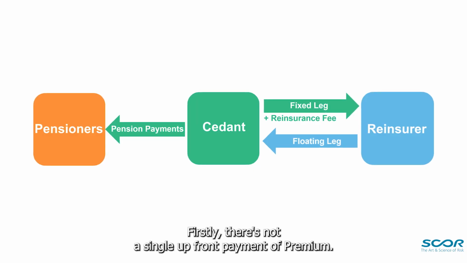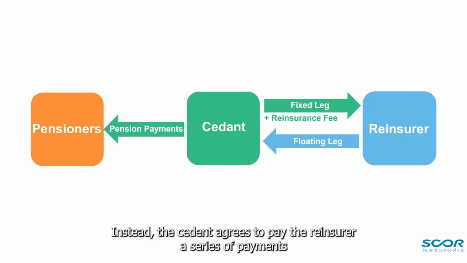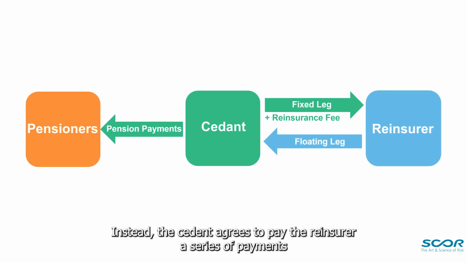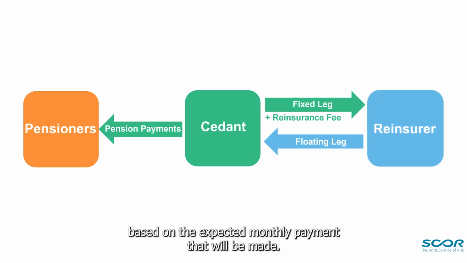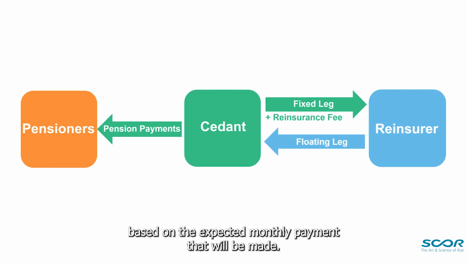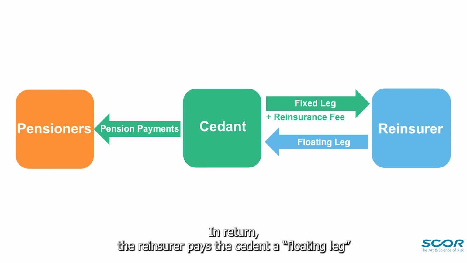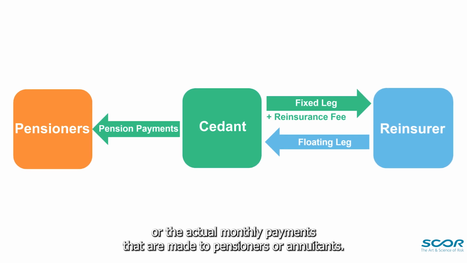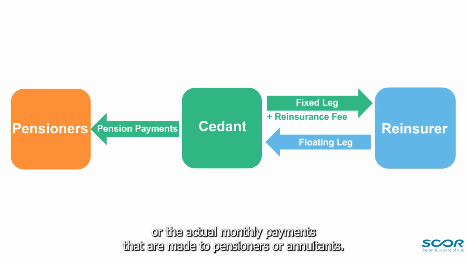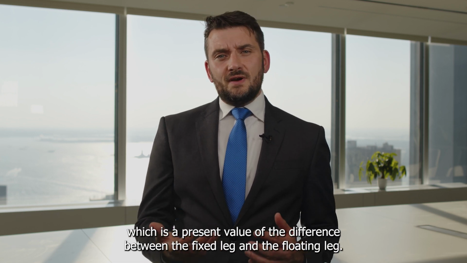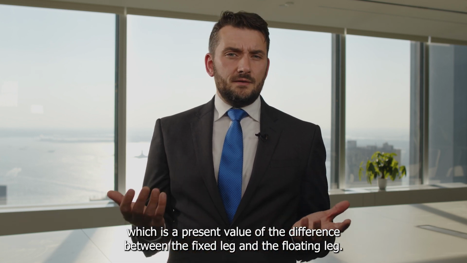Firstly, there's not a single upfront payment of premium. Instead, the cedent agrees to pay the reinsurer a series of payments based on the expected monthly payment that will be made. In return, the reinsurer pays the cedent a floating leg, or the actual monthly payments that are made to pensioners or annuitants. This structure is supported by collateral, which is the present value of the difference between the fixed leg and the floating leg.